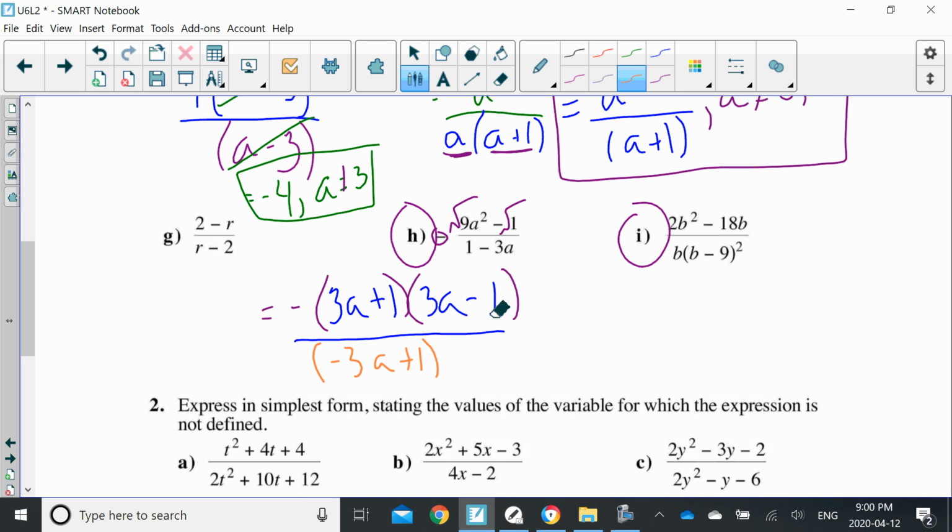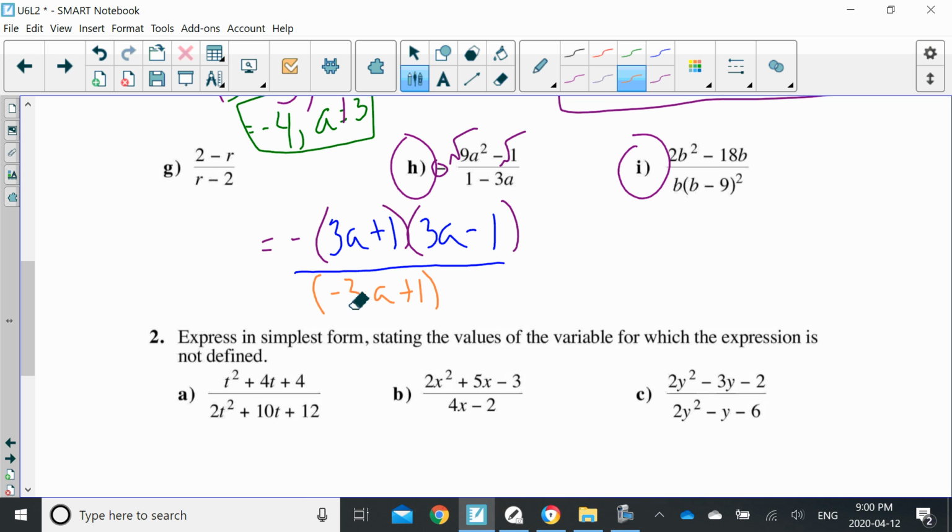Now, nothing cancels yet because these are all 3a's and this is a negative 3a. So then in a previous video, I had told you if you ever start with a negative, you could factor out that negative. So right off the side, negative 3a plus 1.